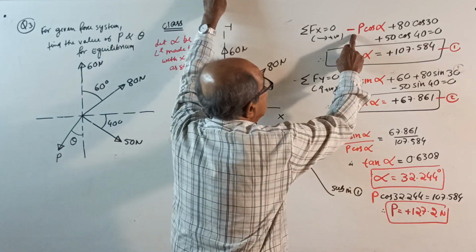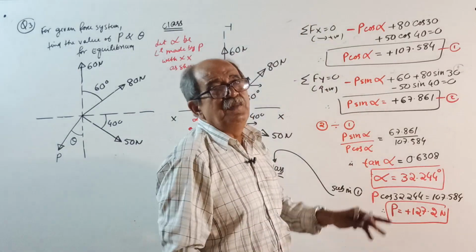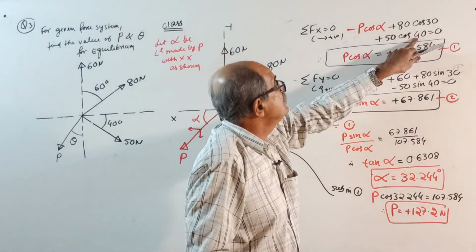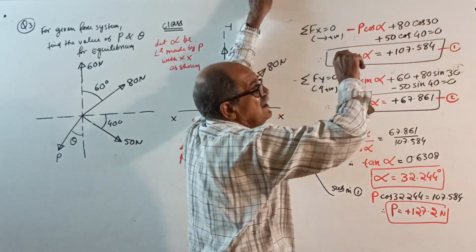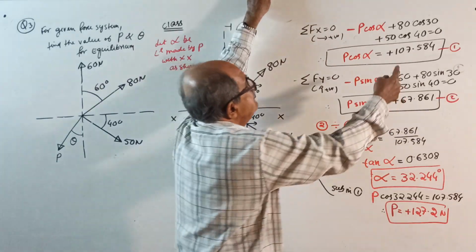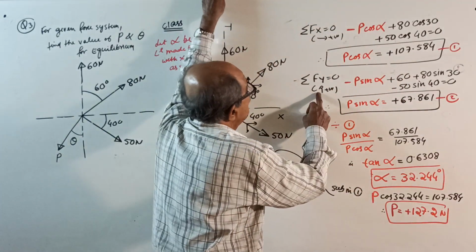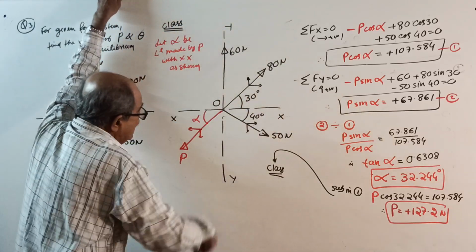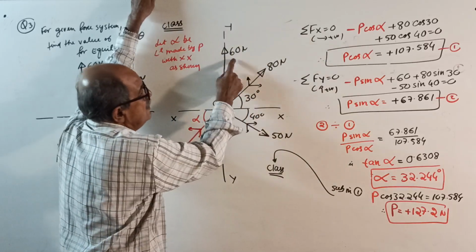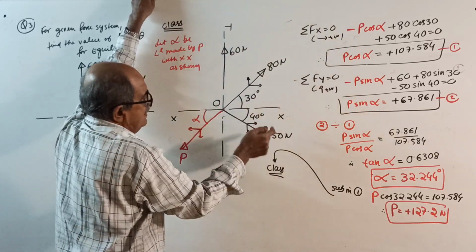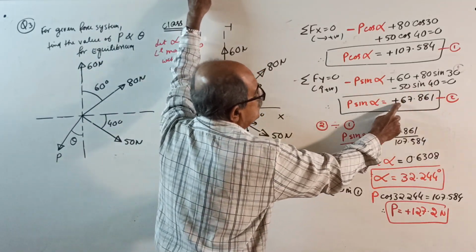So minus P cos alpha equals, calculate these two, take that side, it will become minus. Here also minus, here also minus, so both will become plus. High school mathematics, I should not have to tell. Sigma Fy equals 0: minus P sin alpha, then plus 60, no resolution, plus 80 sin 30 minus 50 sin 40 equals 0. You will get P sin alpha equal to this much.